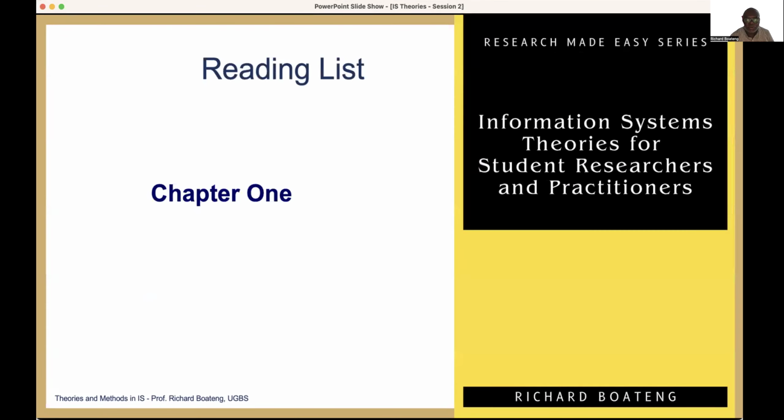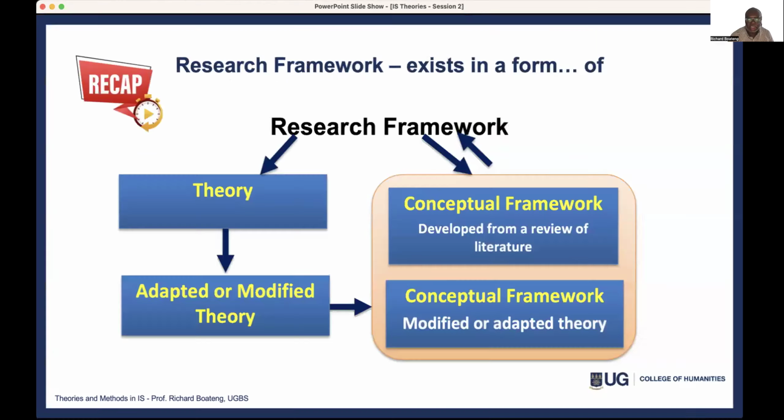What we are drawing from is Information Systems Theories for students, researchers, and practitioners. It's a free book that you could actually just download. You can write to me for it, and I'll make it available to you. The other book we have been looking into is the Research Made Easy book, which I introduced last week.